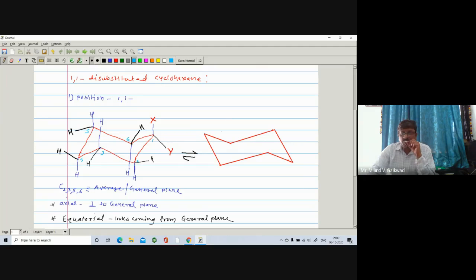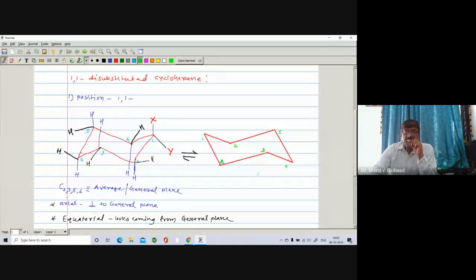So it is carbon number 1, then carbon number 2, carbon number 3, carbon number 4, carbon number 5, and carbon number 6, right? So the same thing I have written.